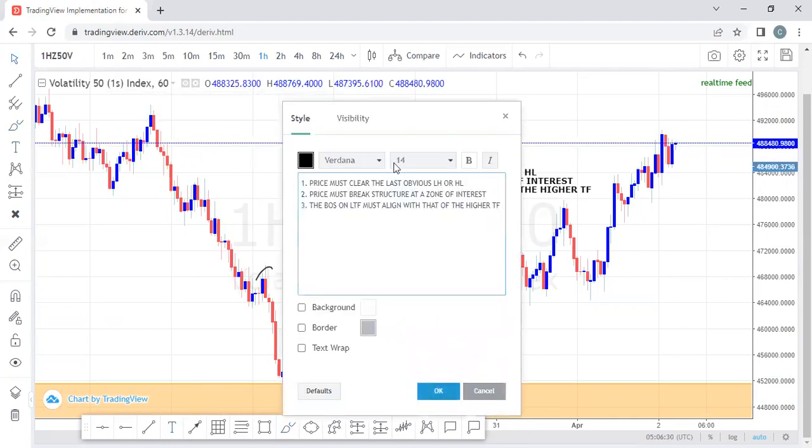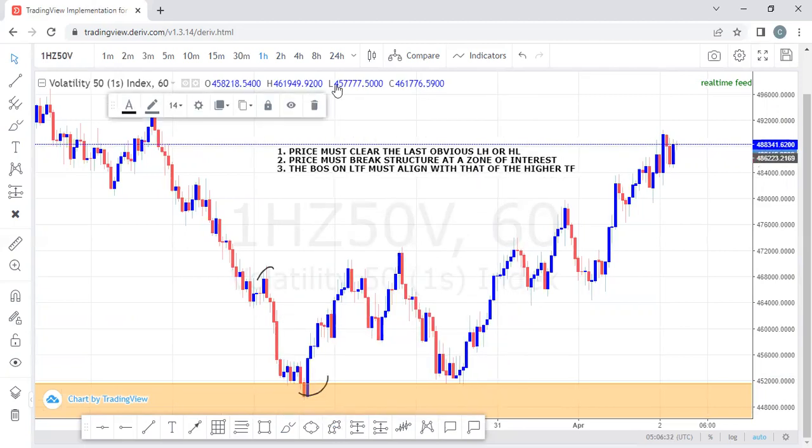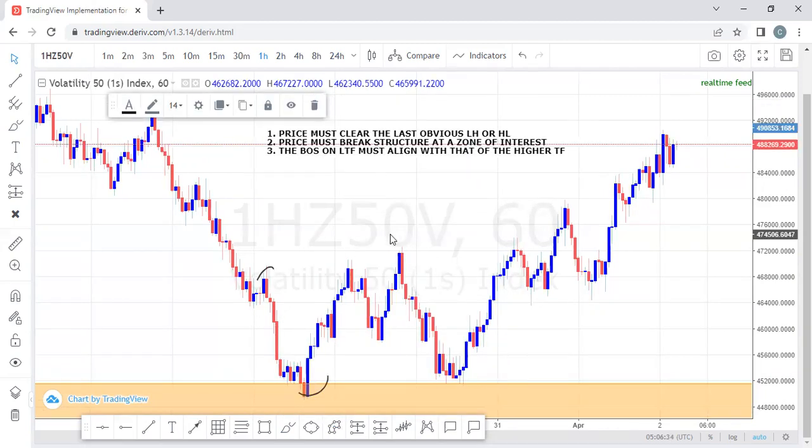So you can see that it must be at the zone of interest. On the daily we had a zone of interest, and now we also had a lower time frame aligning with the bigger time frame, right? One mistake people make is that they will see an obvious buy setup, and then they're looking for sell breakups.